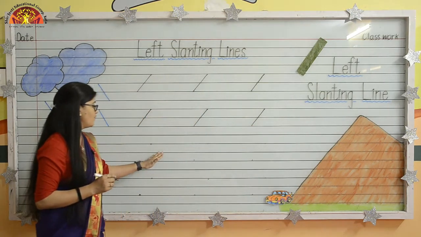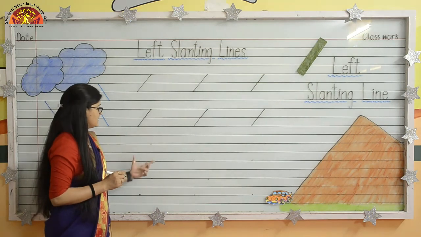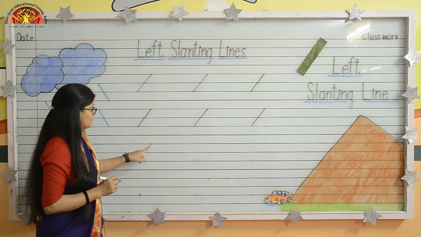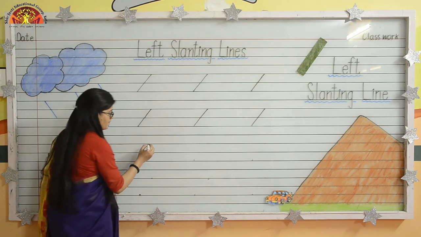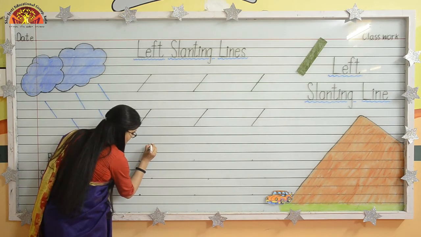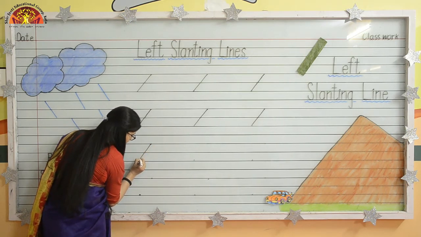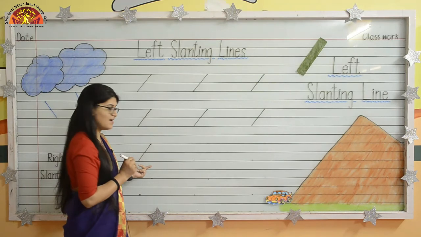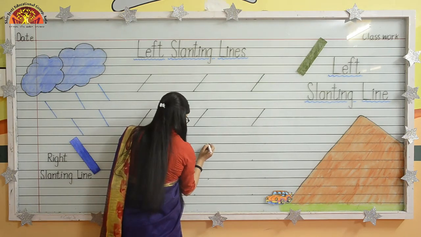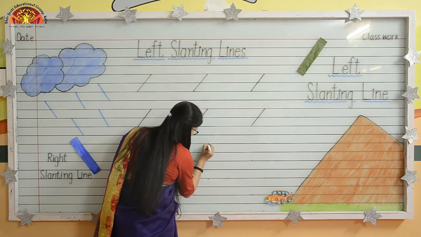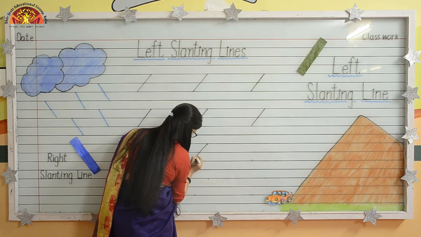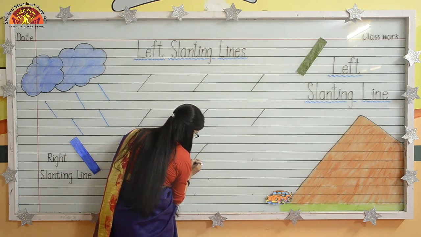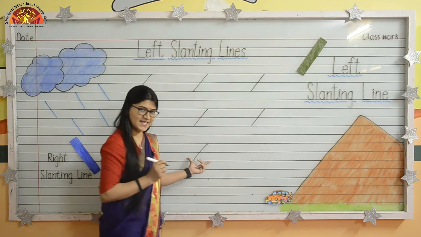Now kids, we will draw left slanting line on dots. So put your crayon here on dot and draw left slanting line towards left hand side like this. This is left slanting line. Do it again. Put your crayon here and draw slanting line. Very slowly join the dots like this. This is left slanting line.